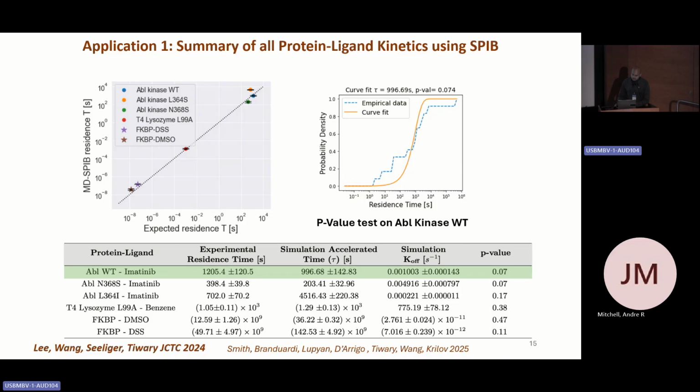Because we're using the theory of infrequent metadynamics, we can also get associated error in terms of the p-values, where we also do reasonably. Here I'd like to emphasize one point, which is that our framework is very flexible and you can substitute different parts as necessary.